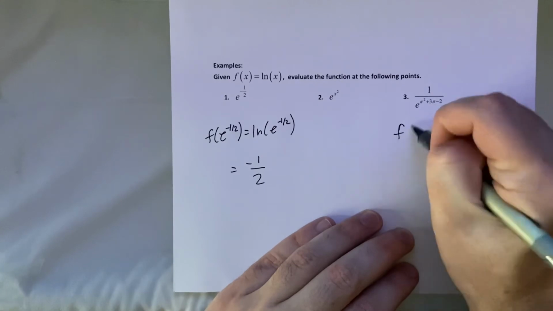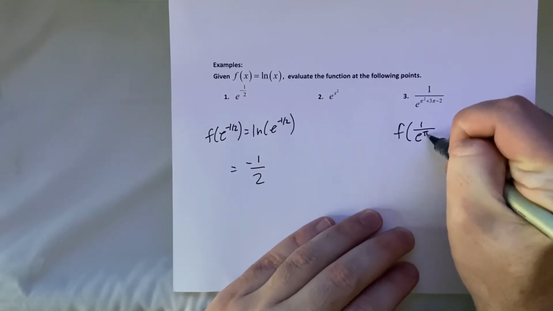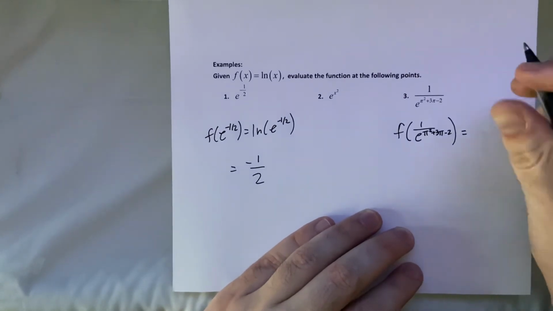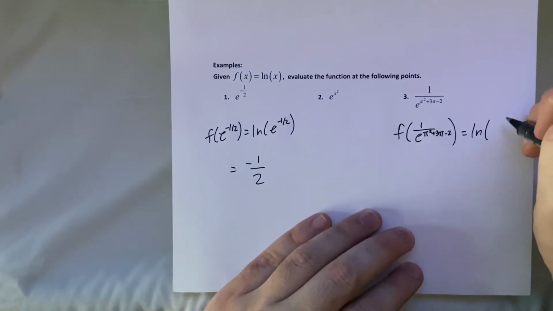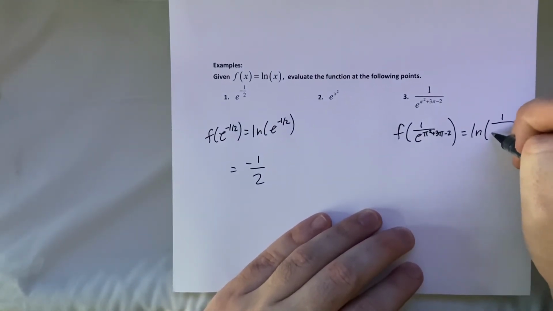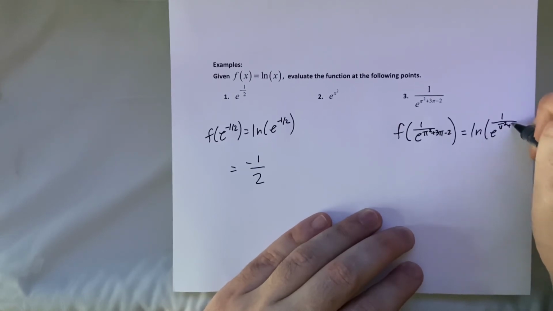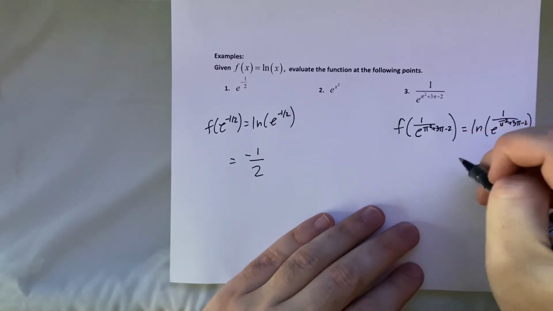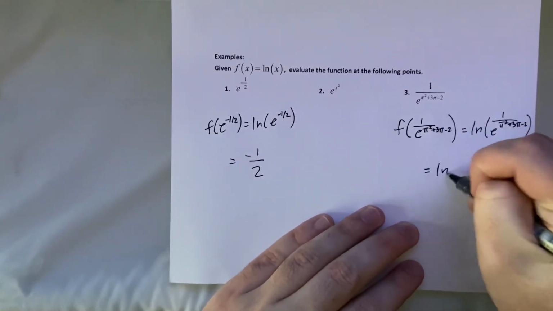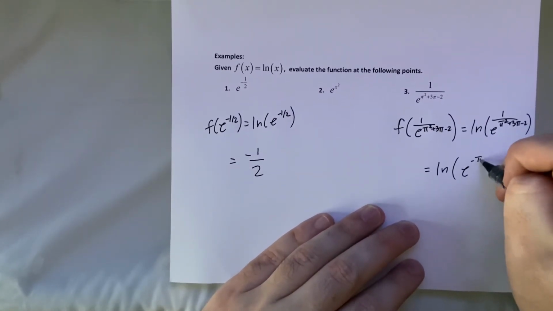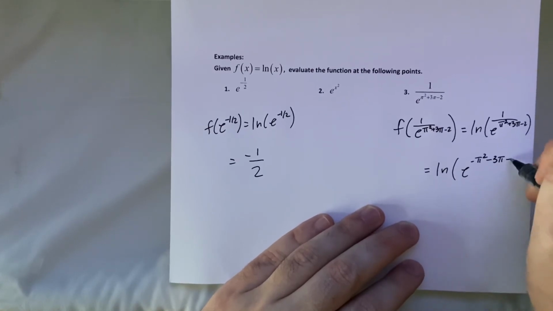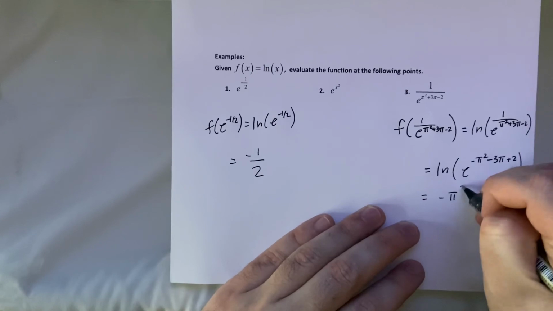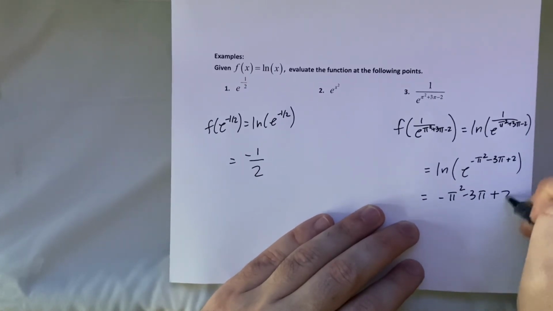Similarly, f of 1 over e to the pi squared plus 3 pi minus 2 is the ln of 1 over e to the pi squared plus 3 pi minus 2. If I flip that to the numerator, it changes all the signs of the power. So that's e to the negative pi squared minus 3 pi plus 2. And of course, from here, the ln and e cancel out.